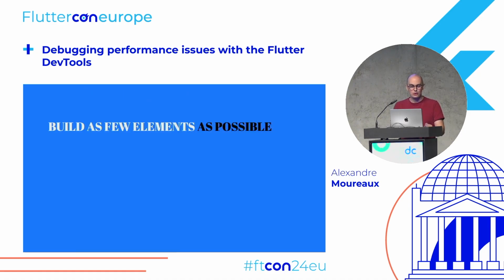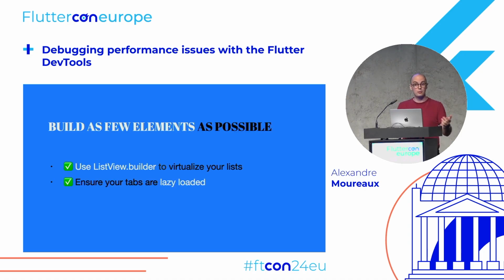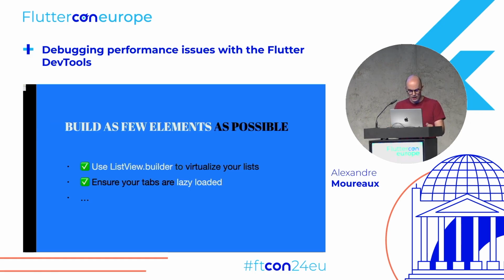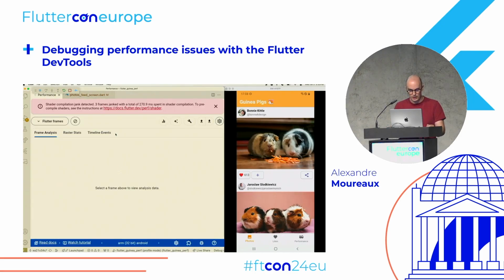So the good rule of thumb is essentially you should build as few elements as possible. It's as simple as that. That means that if you have lists of scrollable views, you should use listView.builder as much as possible to virtualize your list. And you should, for example, also ensure your tabs are lazy loaded. And essentially, you should follow best practices that are encouraged by Flutter, which I think does it well for a lot of use cases.